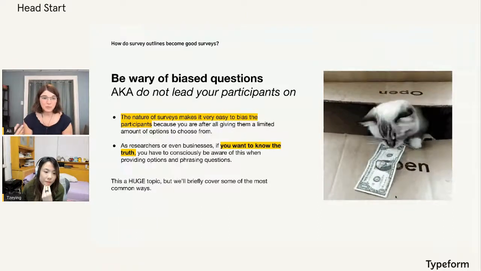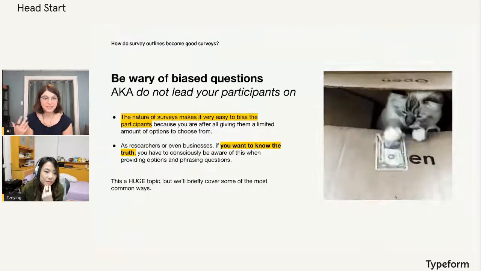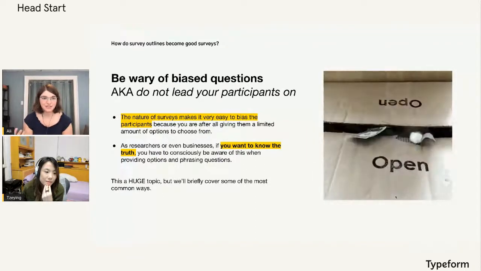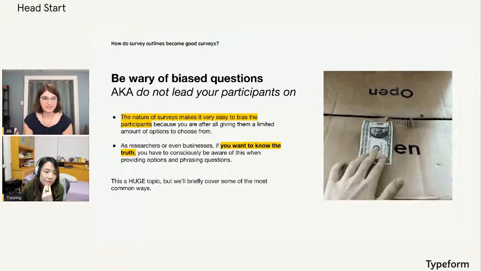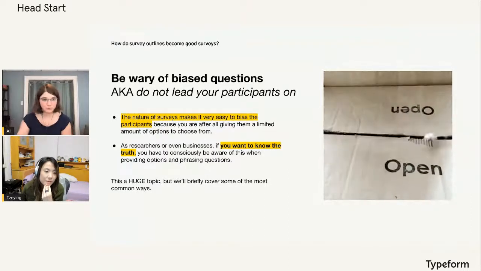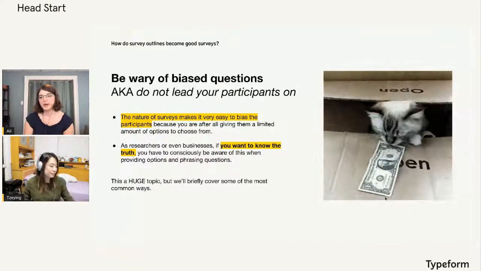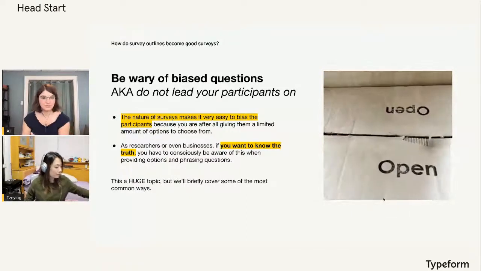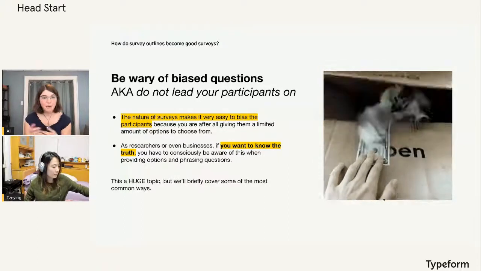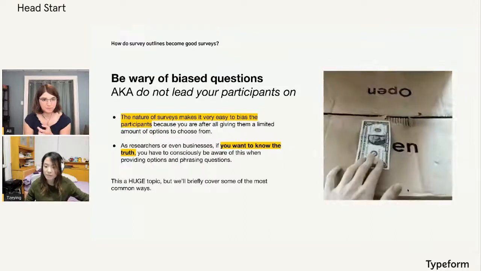So we want to know the truth at the end of the day, because answers that will lead us down the wrong path could actually end up costing us money, could end up costing us time, and then end up getting us in trouble because somebody will say, well, you told me the survey results said XYZ, but really that's not what happened in real life. So how exactly do we not ask biased questions? How do we not lead people on?